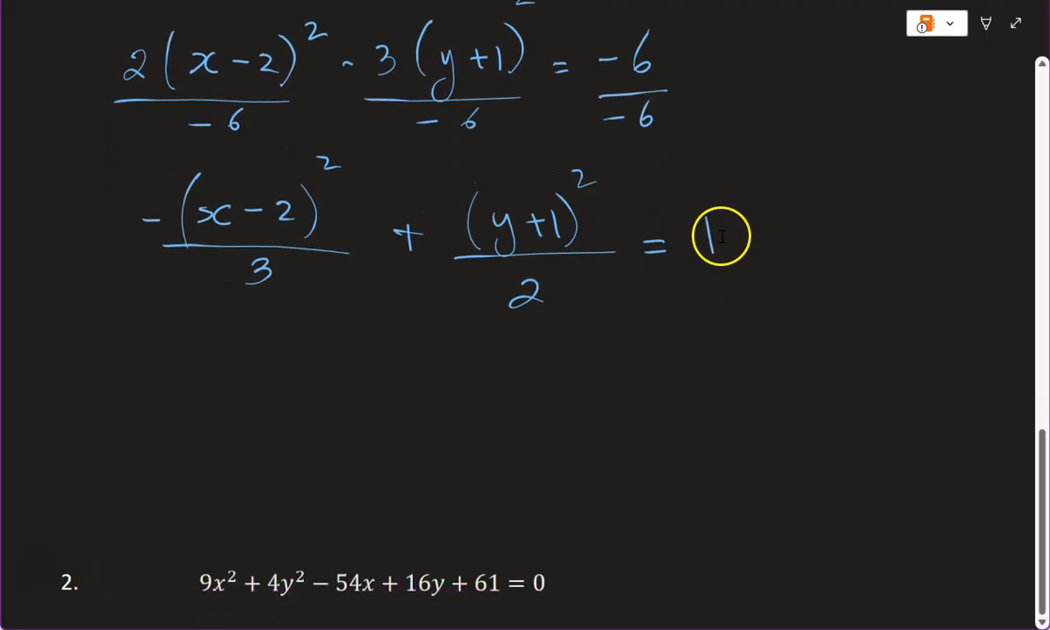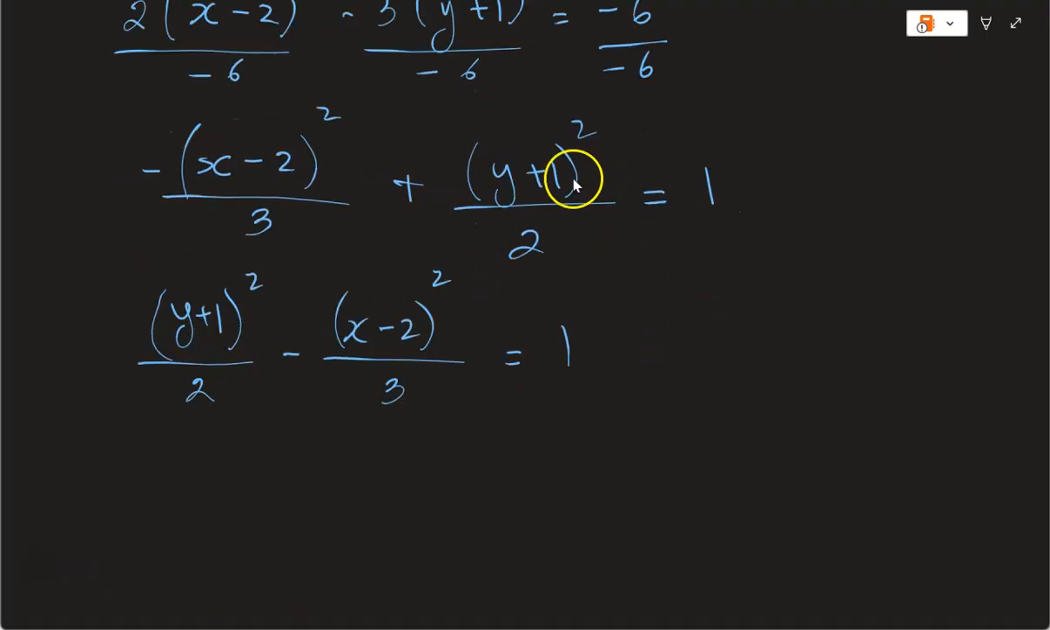All right, now we're going to rewrite this, and you will get (y plus 1) all squared equal to 2 minus (x minus 2) all squared over 3. What we did, we just swapped the y term and the x term over so that it looks nicer. And this way you can actually read off whatever information you need.